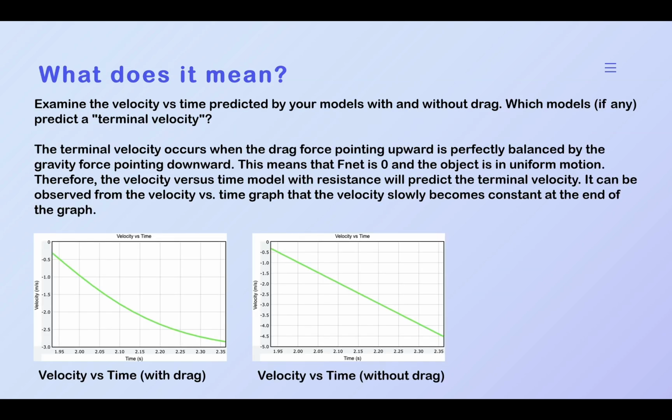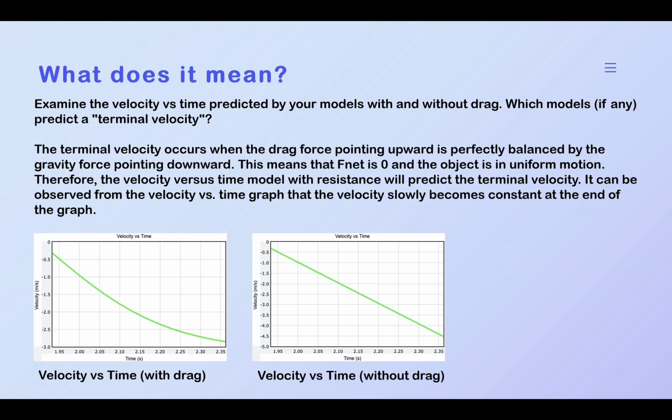For the first question, the terminal velocity occurs when the drag force pointing upward is perfectly balanced by the gravity force pointing downward. This means that F net is 0 and the object is in uniform motion. Therefore, the velocity versus time model with resistance will predict the terminal velocity. It can be observed from the velocity versus time graph that the velocity slowly becomes constant at the end of the graph.